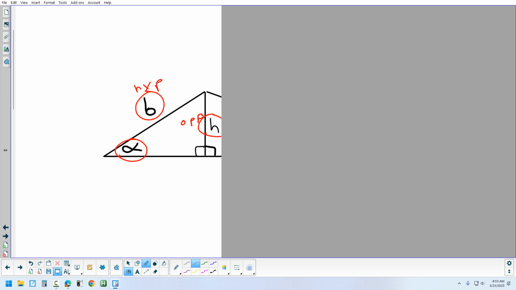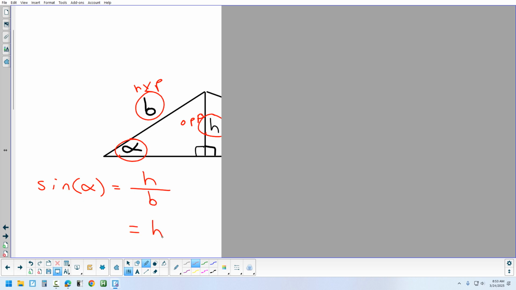So what I want to do now is come up with a trig function that involves those three pieces of information. Because that's opposite and that's hypotenuse, there's only one trig function we use that has those two in it. Does anyone remember, is that sine, cosine, or tangent? Sine. Yep, that's sine. So we're going to write down the sine of my angle, which in this case is alpha, equals, and sine is opposite over hypotenuse. So H is opposite, hypotenuse is B.